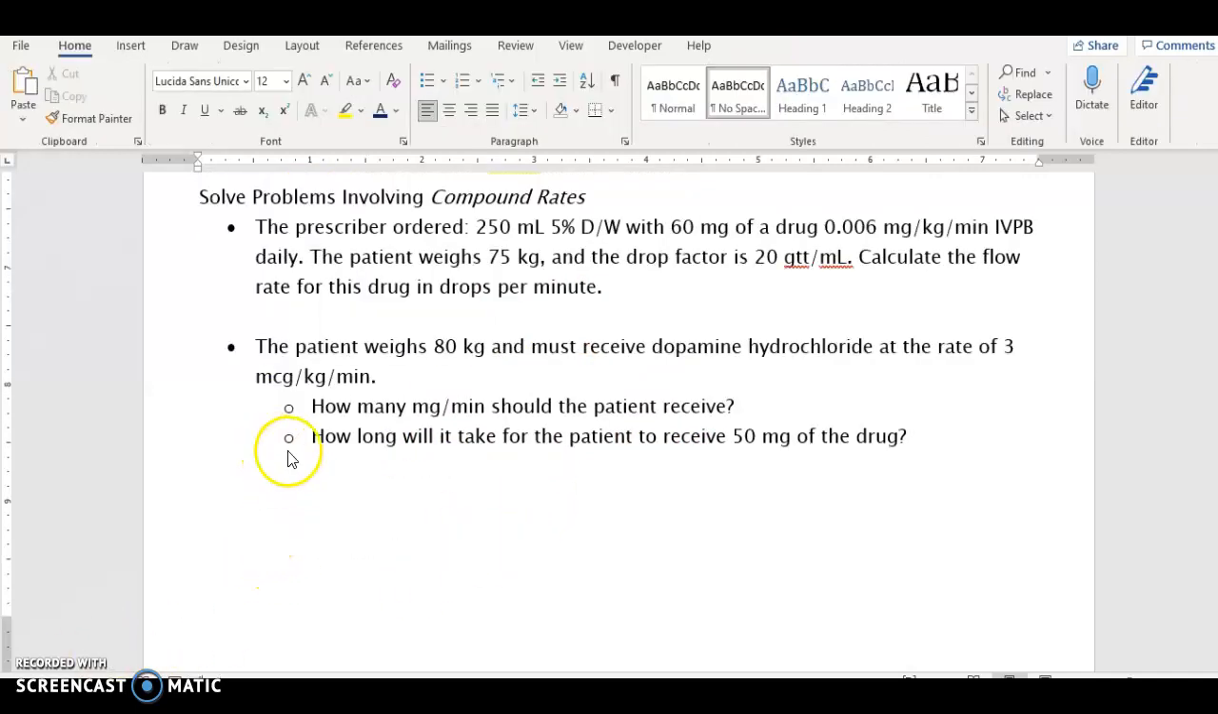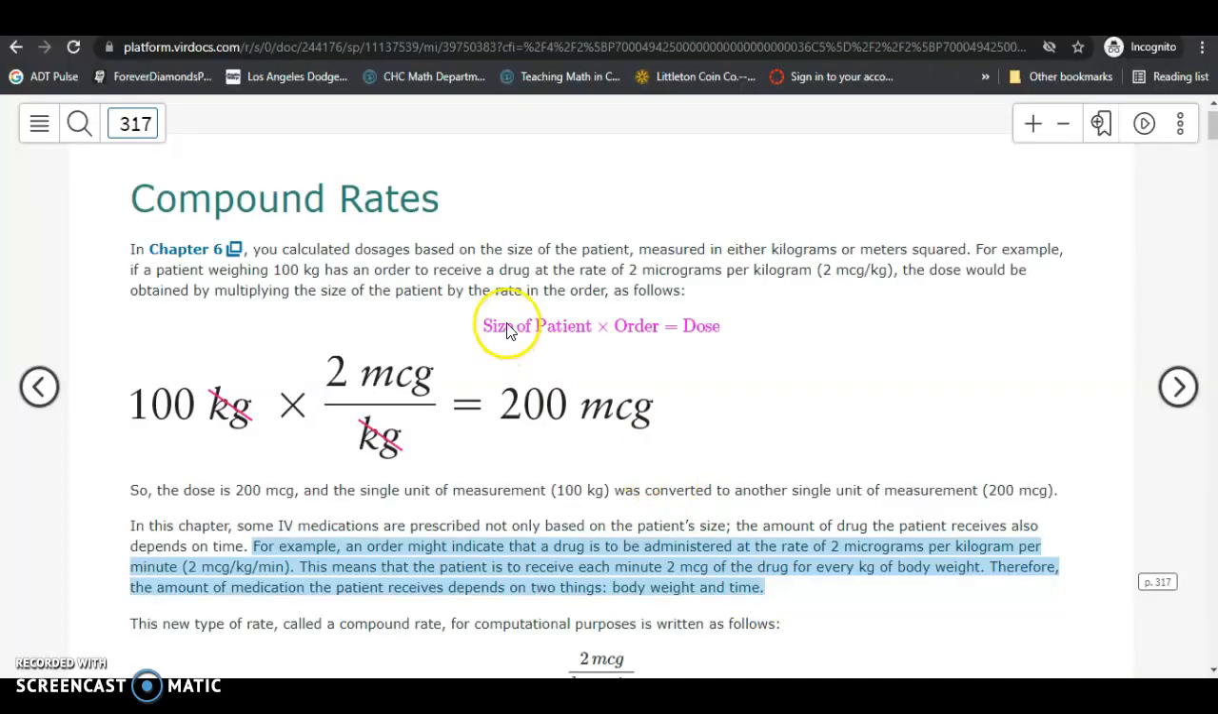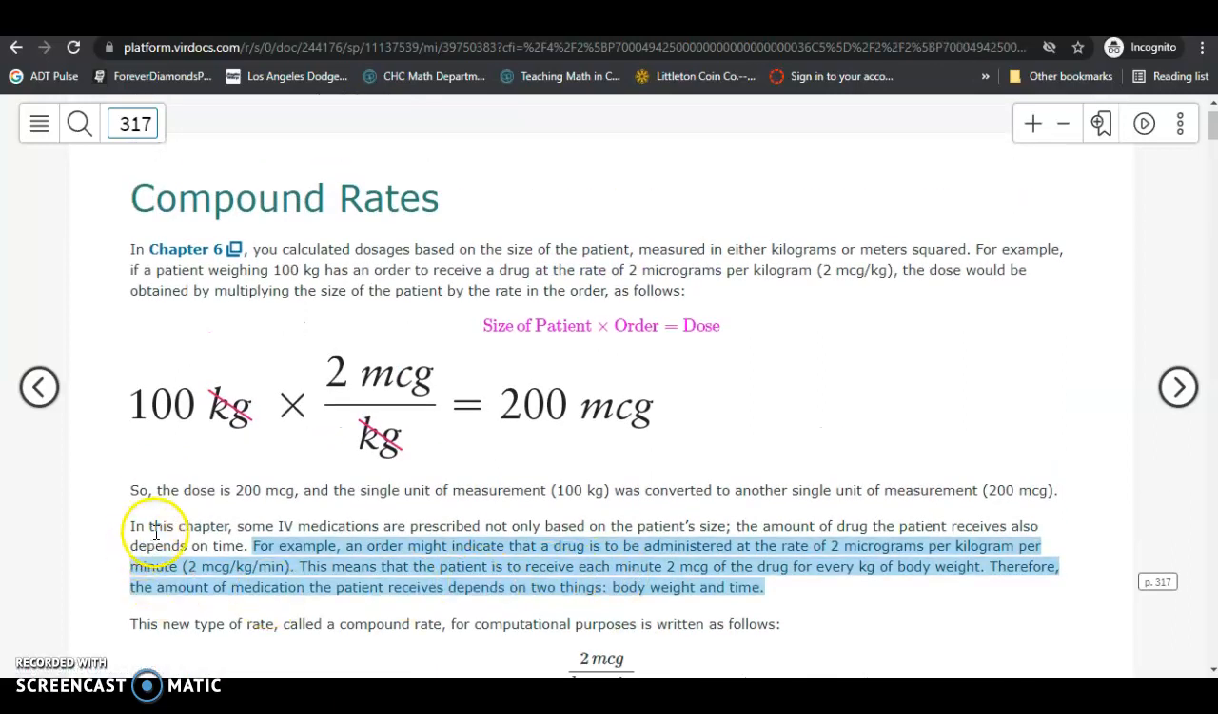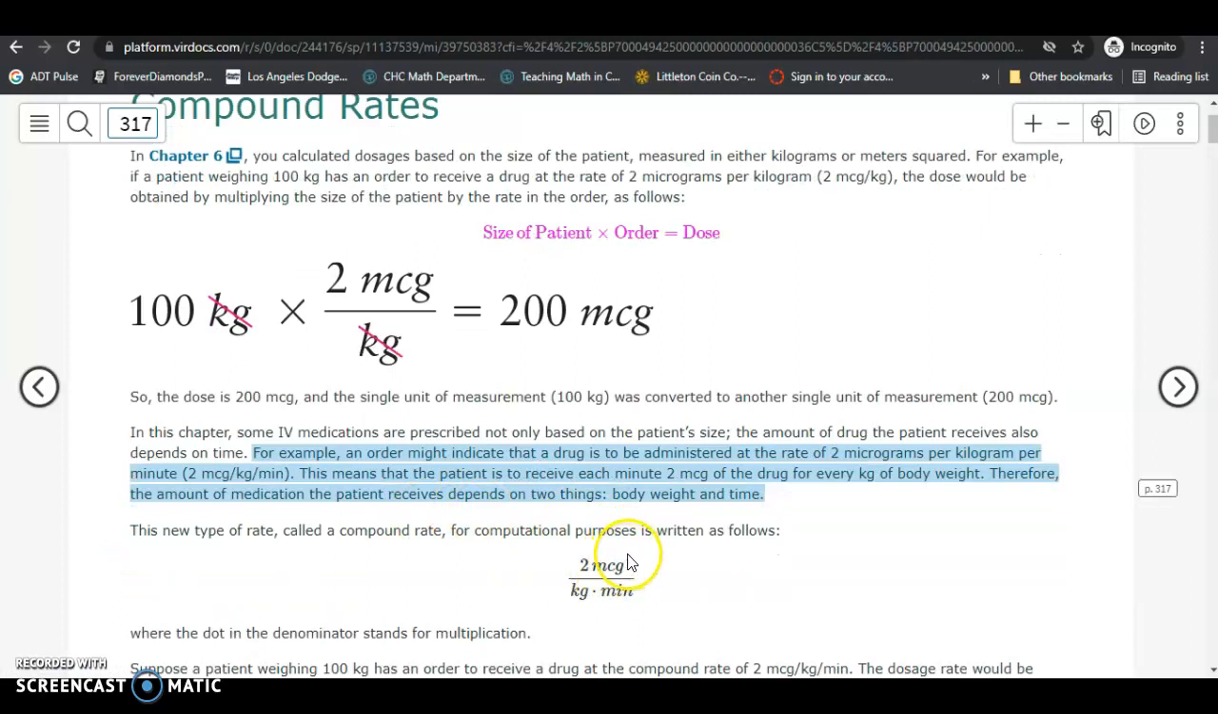Okay, so the last two examples we're going to do involve problems with compound rates. Compound rates are described starting on page 317 of the ebook. I encourage you to read this brief section so you can understand what compound rates are and how to set them up properly. But I'm going to really quickly read a few sentences here.